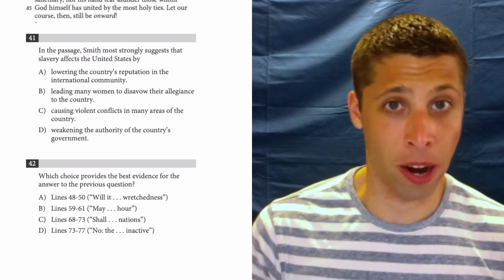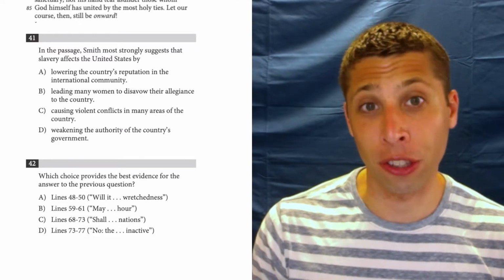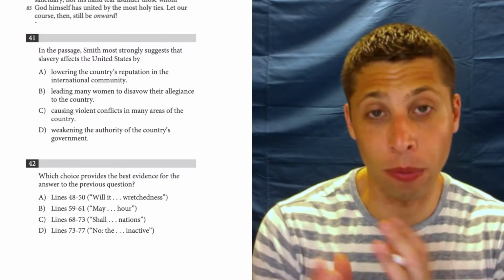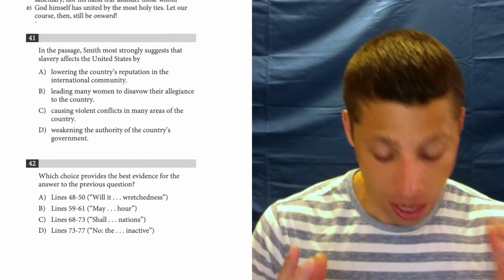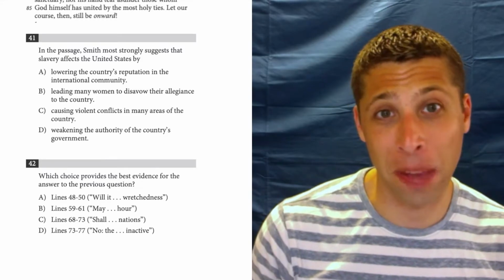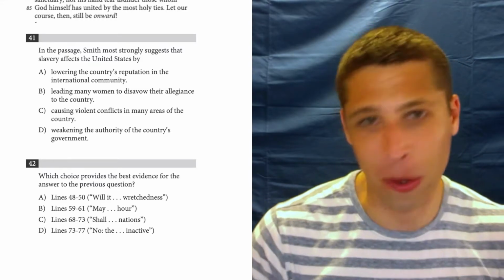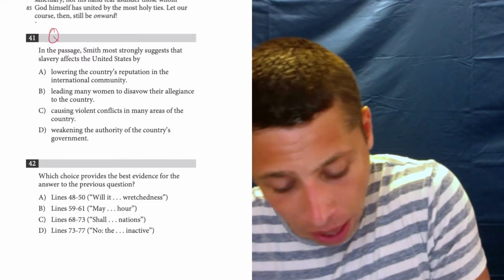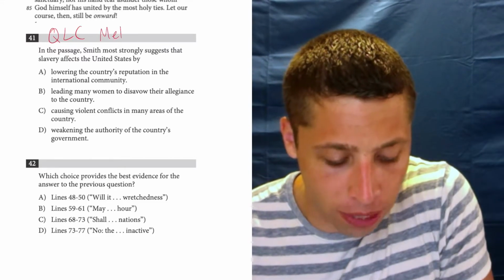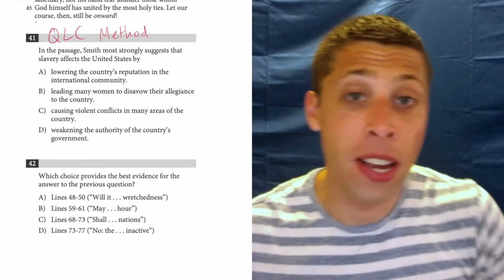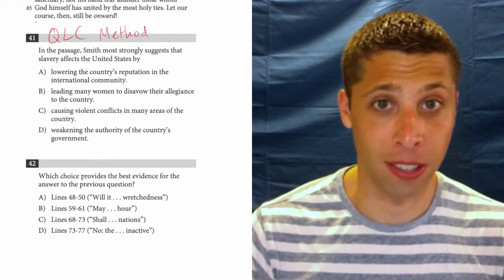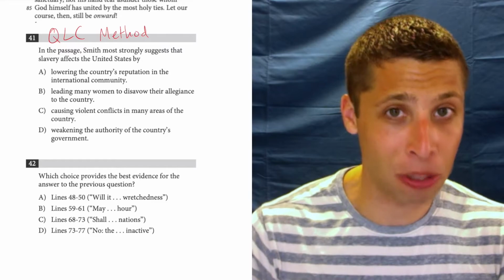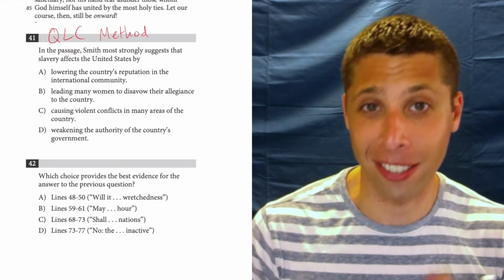For this evidence pair, we aren't really going to be able to use the chronology rule to help us because all of the line references kind of follow what the last question was about. And this is the last question of the passage, so we can't really go to the next question and see what's going on. So we're just going to need to read everything, and that's okay. We'll just be methodical about what we're doing and make sure we follow the QLC method so we don't get lost in all this weird text. And I think here it really helps us focus on the right stuff.